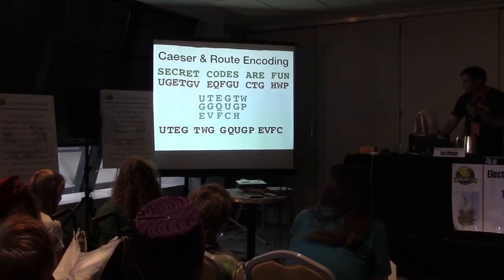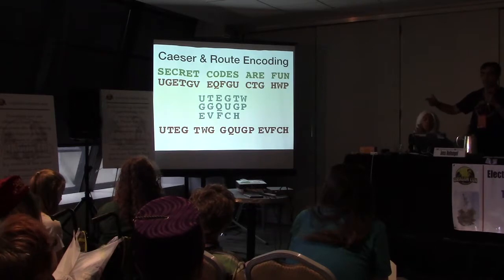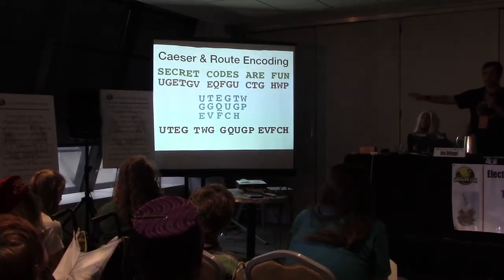Now, here's the fun part. That bottom section there, if you did the Caesar cipher and you got the right letters, it would still read like garbage because they're in the wrong positions.